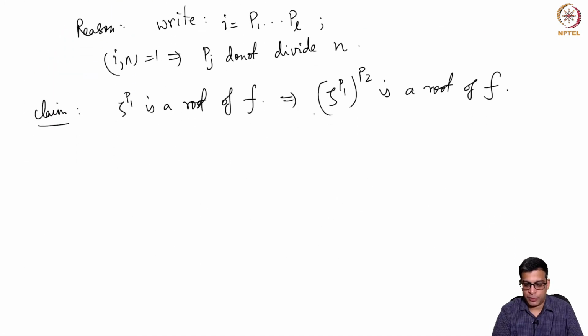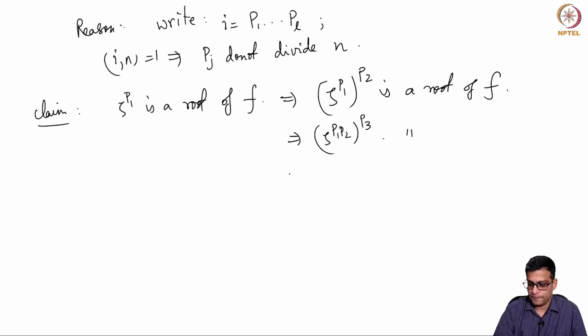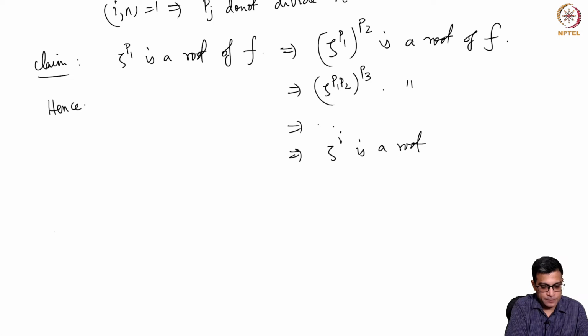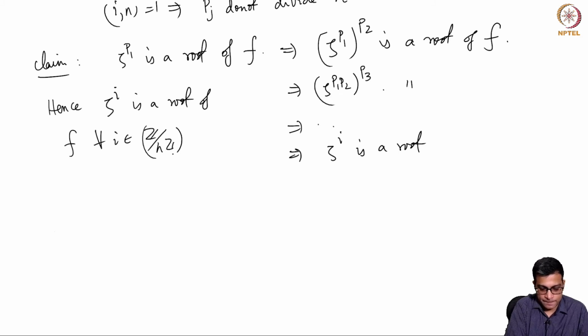So if zeta power p1 is a root, zeta power p1 power p2 is a root, which in turn implies zeta power p1 p2 is a root, so p3 is a root, and like this, and finally zeta power I is a root. Because I is a product of P1 through PL, we go one by one and conclude that zeta power I is a root of f for all I in Z mod nZ star.